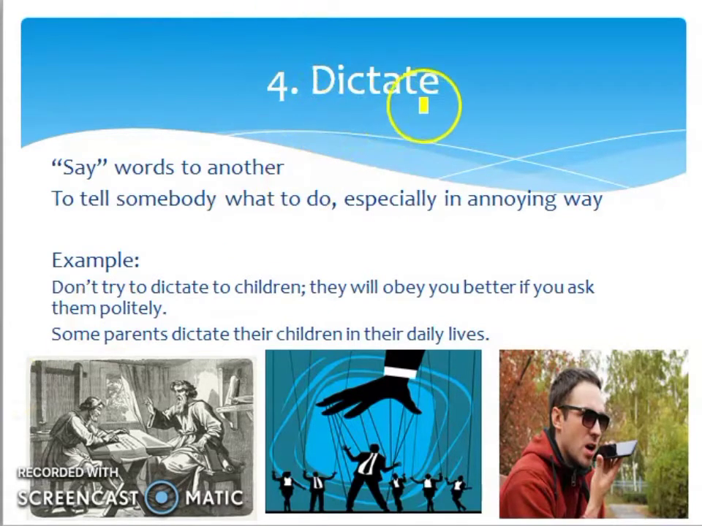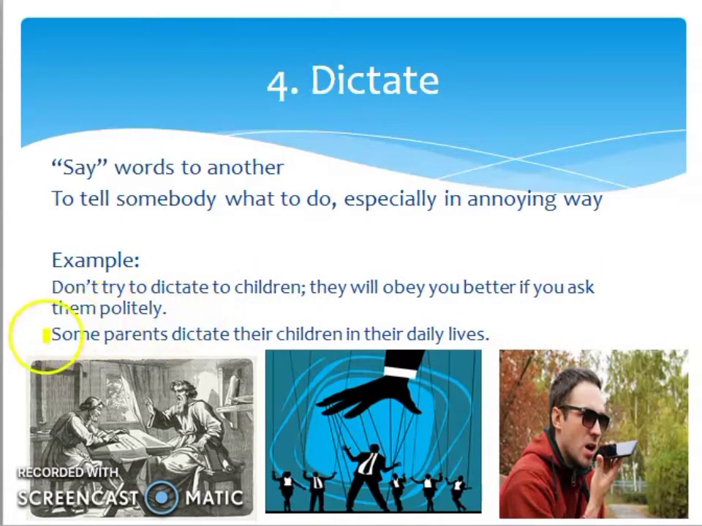Dictate. Right? A very simple word, and I hope you remember dictate back in school, especially in your English class. Your English teacher might have dictated you something. Okay? So what it means is to say words to another, to tell somebody what to do, especially in an annoying way. Let's look at example sentences. Don't try to dictate to children. They will obey you better if you ask them politely.